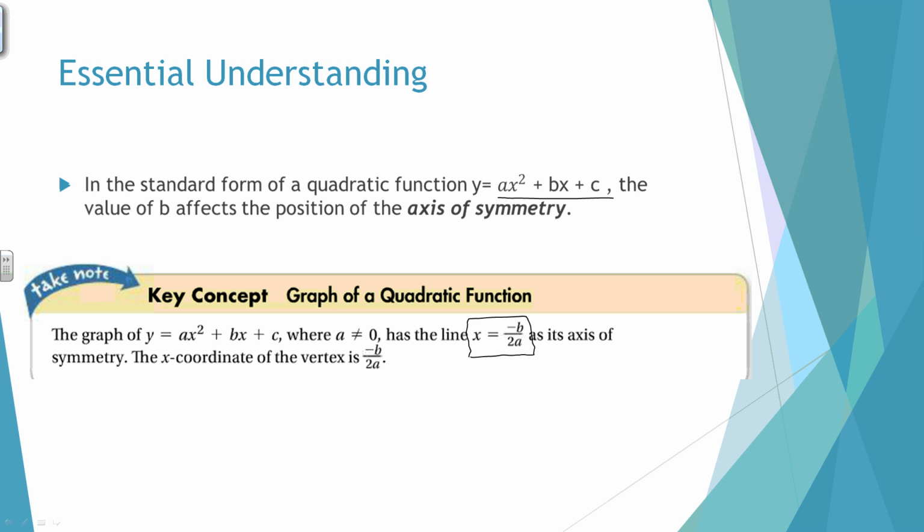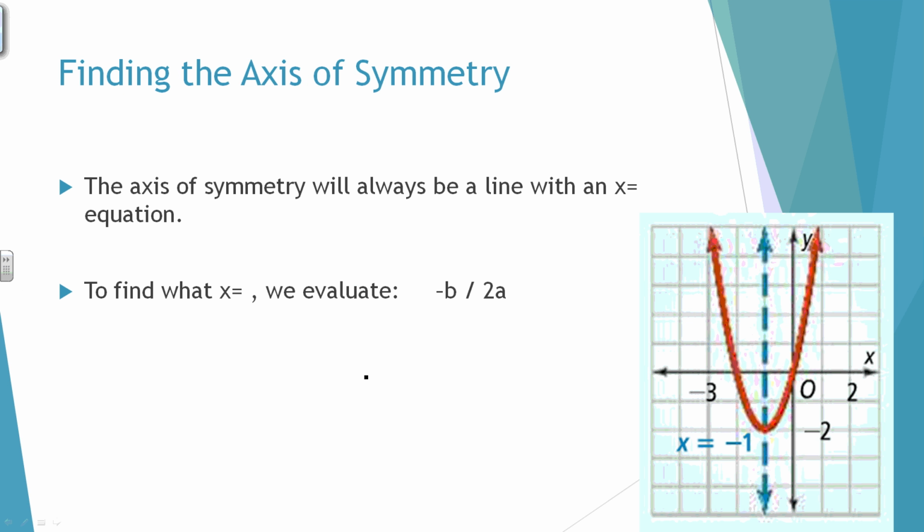All right, and also for later on in the notes, we're going to note that the x-coordinate of the vertex is also going to be that same negative b divided by 2a. But we're going to focus on the axis of symmetry first. So a couple more notes about the axis of symmetry. It will always be a line with an x equals equation, meaning it is always going to be a vertical line. Just because of the way functions work, the axis of symmetry is always going to be a vertical line.